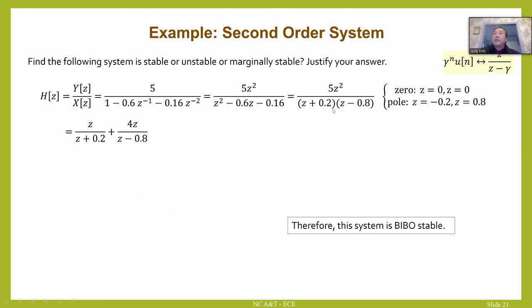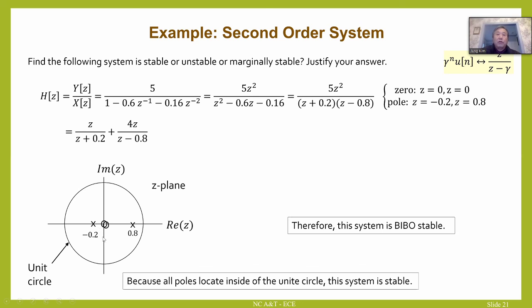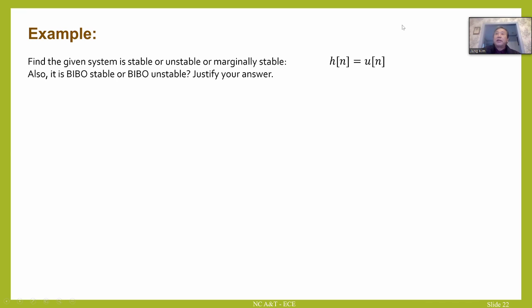The second order system is the same thing. For the second order system, we can find the poles and zeros. All the poles and zeros are inside the unit circle, so this is stable. And also h of n is minus 0.2 to the n and this is 0.8 to the n, and then the summation of this converges. So that's BIBO stable. Okay, so just like that you can test it.